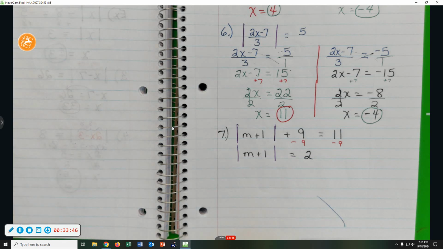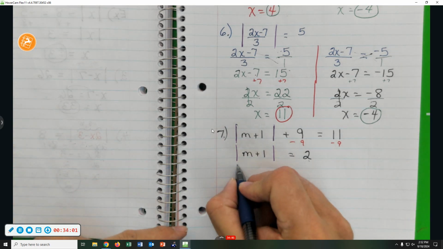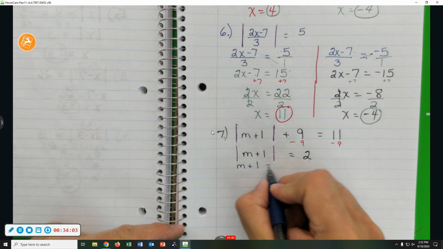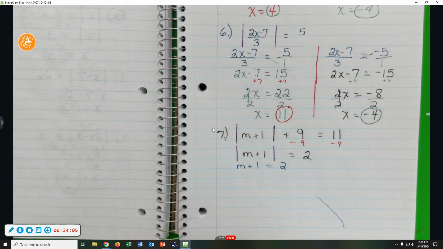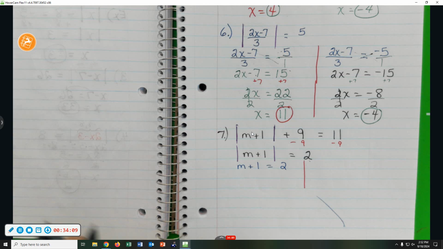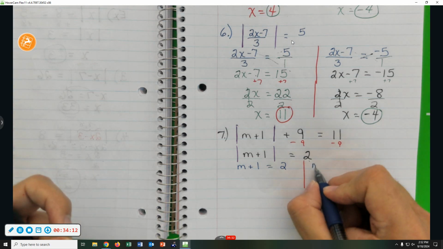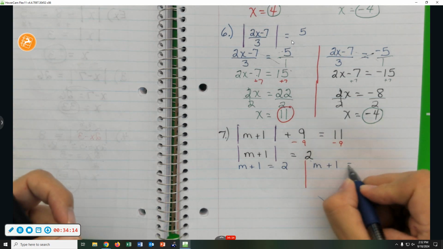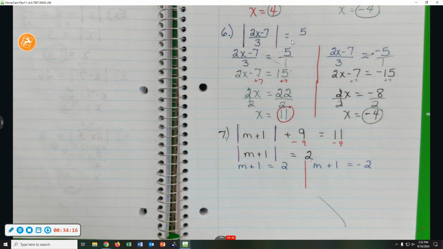What am I about to do? Drop the absolute value and then go equal positive 2 and equal negative. So m plus 1 equals positive 2 or m plus 1 is negative 2. This is the last problem. It's not that bad, is it?